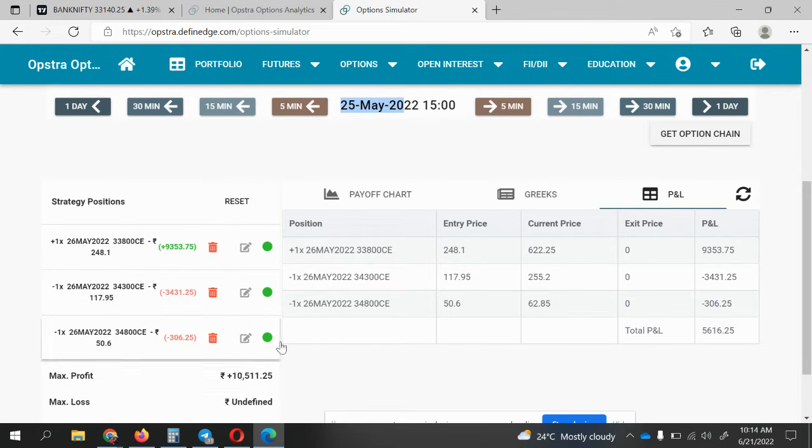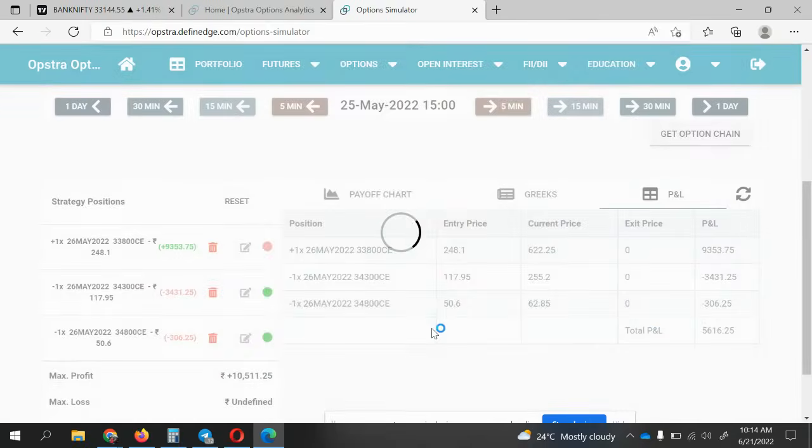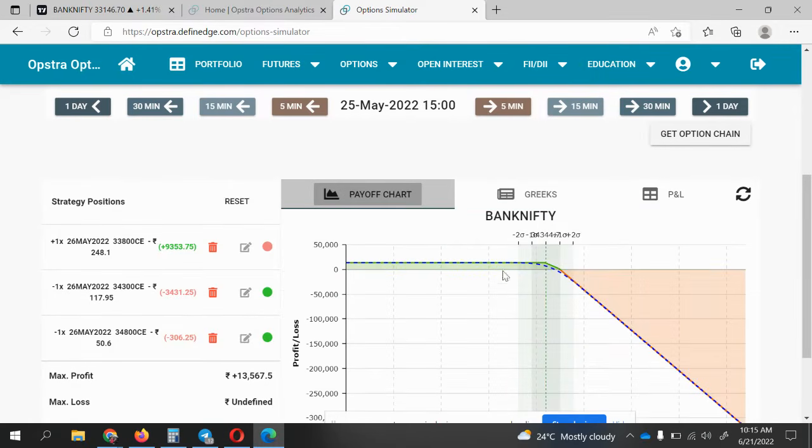So this is your ratio spread. What I'll try to do is exit this buy, because this is giving huge profit for me. I'll exit this position, right? That's it. I'll exit this with a profit of 9,353. My payoff will look like this.